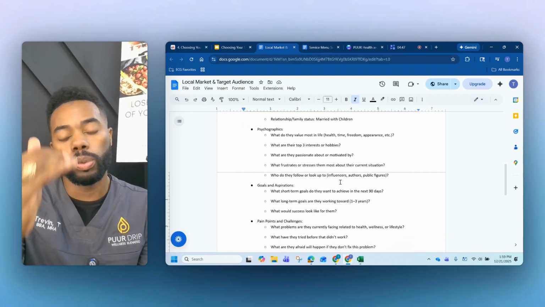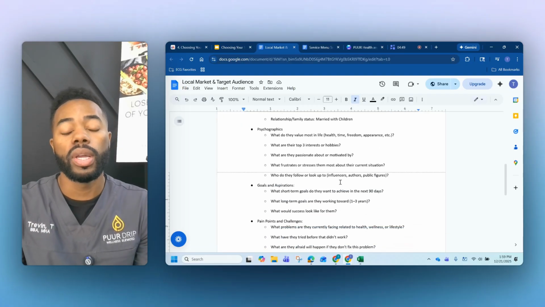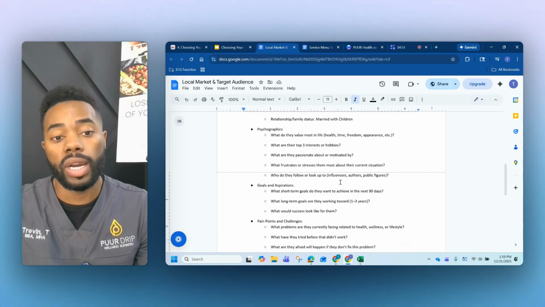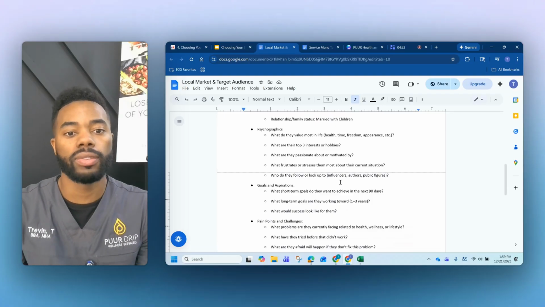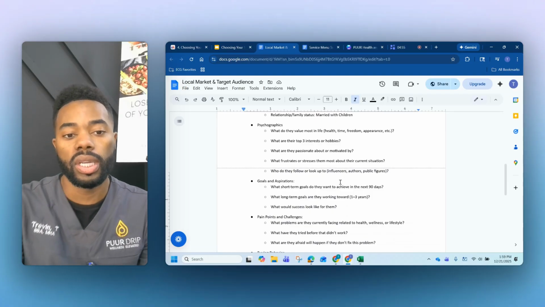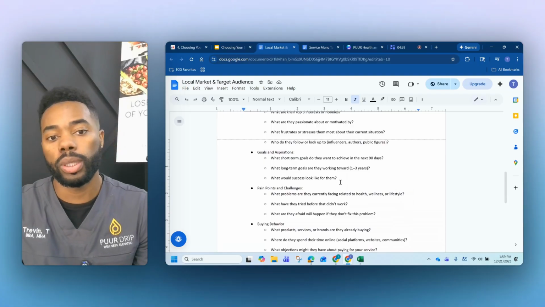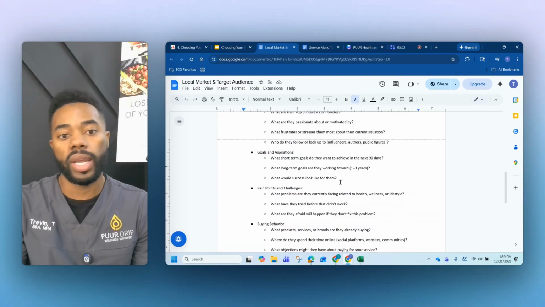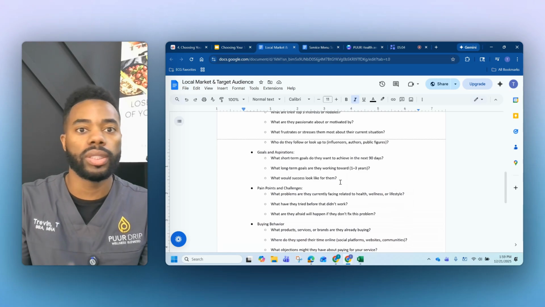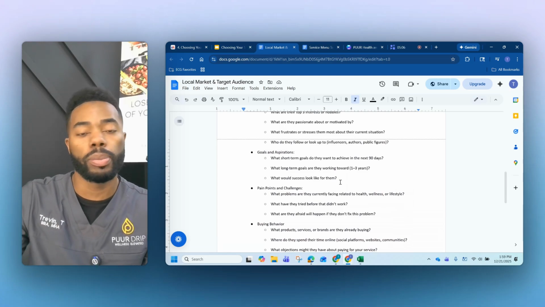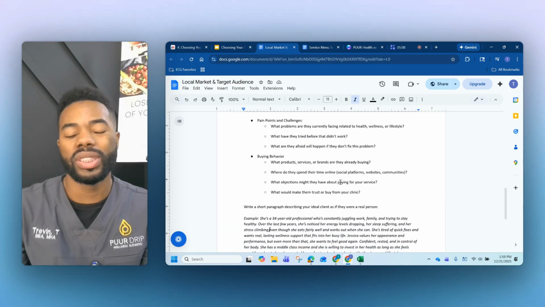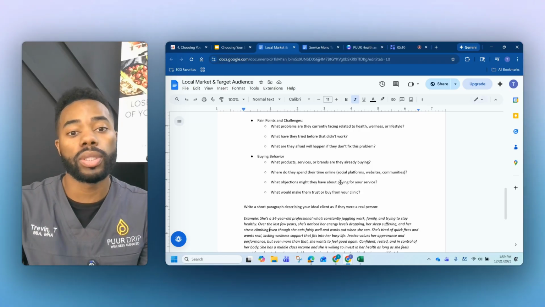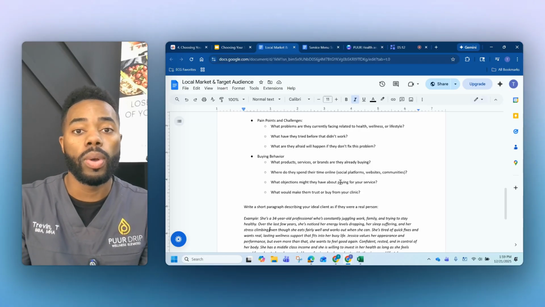Next, I have some questions here that you can go through and fill out that really get down to their psychographics, like what do they value most in life? What are their top 3 interests or hobbies? Their goals and aspirations. What short-term goals do they want to achieve in the next 90 days? What long-term goals are they working towards, right? Maybe in the next 90 days, they're trying to lose some weight, right? Summer is coming up or something like that. What pain points and challenges are they facing? So what problems are they currently facing related to health, wellness, or lifestyle, right?